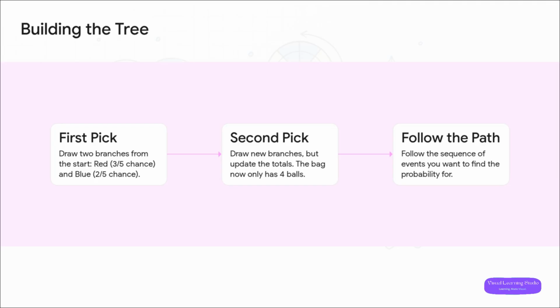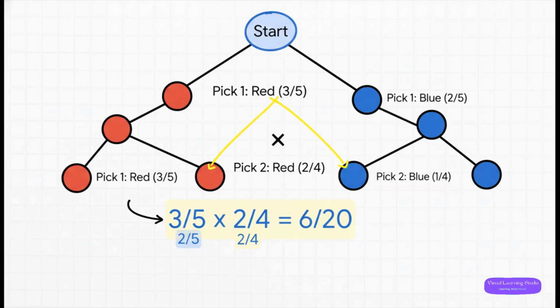Now this is crucial. Let's say we went down that red path first. What's left in the bag? Think about it. There are only 4 balls left, and only 2 of them are red. So the probability changes for our second pick. The tree diagram forces us to see that, updating the chances at every single step. So if someone asks, what's the probability of picking 2 red balls in a row? We just follow the red path on our roadmap. And to get the final probability, you just multiply the chances along the branches you took. So that's 3/5 times 2/4, which gives us 6/20, or 3/10. The tree diagram just illustrates that journey perfectly.